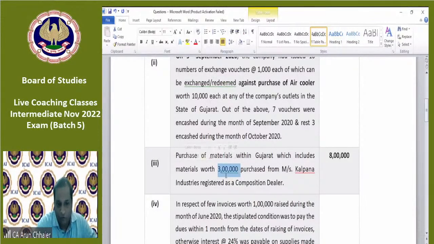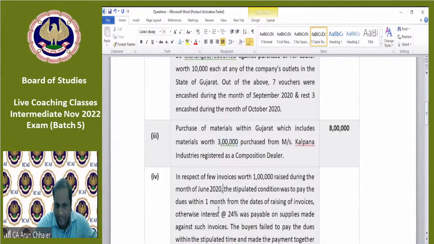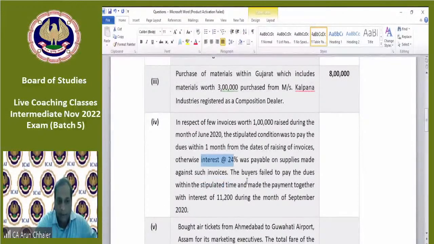In respect of a few invoices worth rupees 1 lakh raised during the month of June 2020, the stipulated condition was to pay within 1 month. The credit was given of 1 month from the date of raising the invoice. Otherwise, interest at 24% was payable on the supplies made against such invoice. So the supplier is saying to the customer, the credit period is 1 month. If you are not able to make the payment in 1 month, you have to pay along with interest. The buyer failed to pay the due within the stipulated time and made the payment together with interest of 11,200 during the month of September.